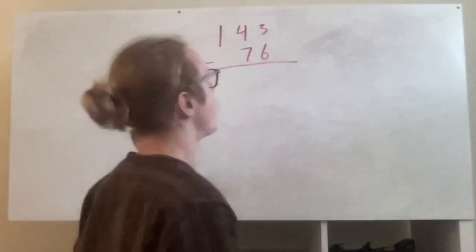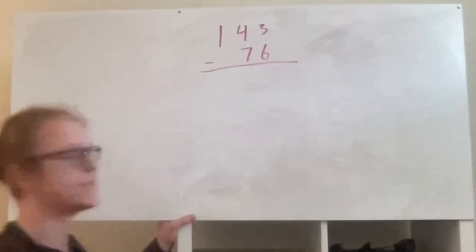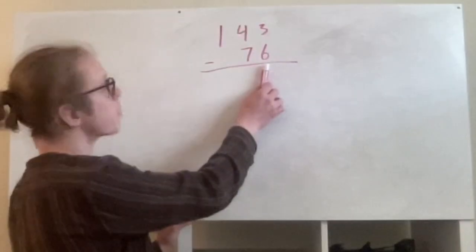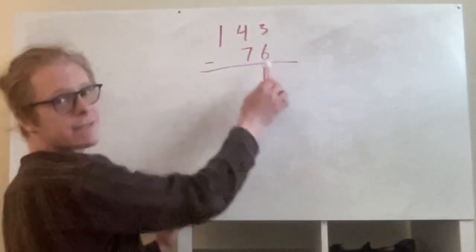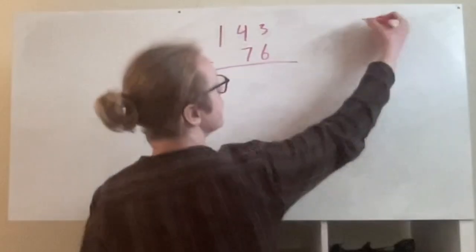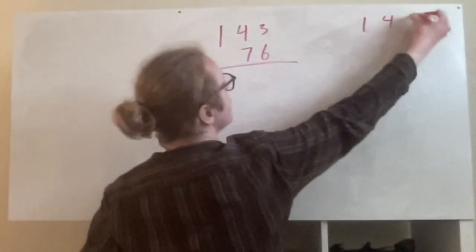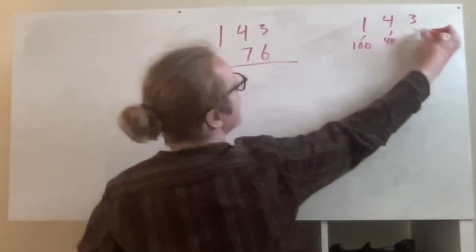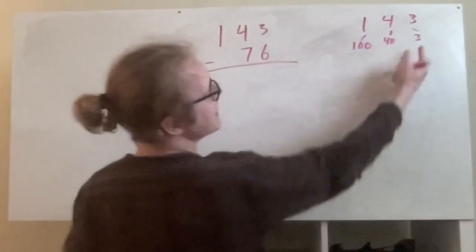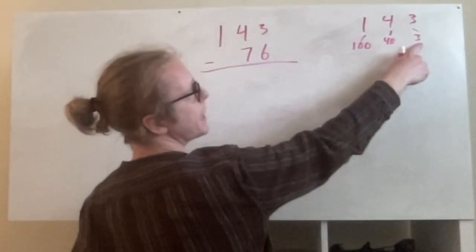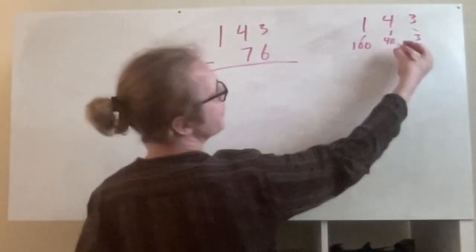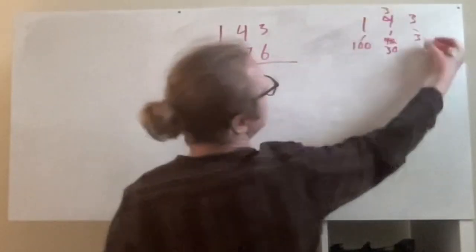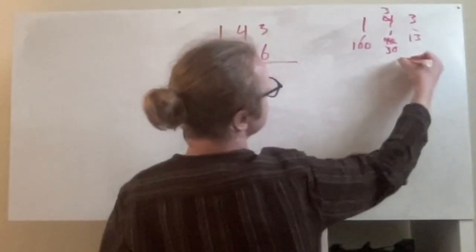Okay, so we have 143 minus 76. So we start in the ones place, but I immediately run into a problem. 3 minus 6, I can't do it, okay? How are we breaking apart 143 if we break it apart by place value into 100, a 40, and a 3? Now I need more here. 3's not enough. Where can I get it from? From the 40, right? Make it a 30. Make this a 3, and now this becomes 13, okay?